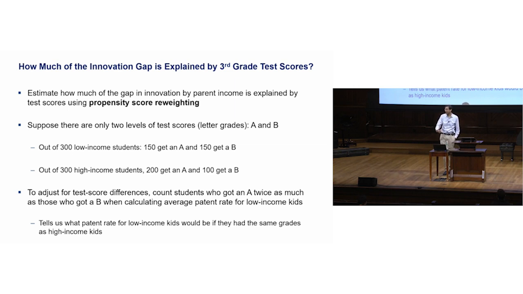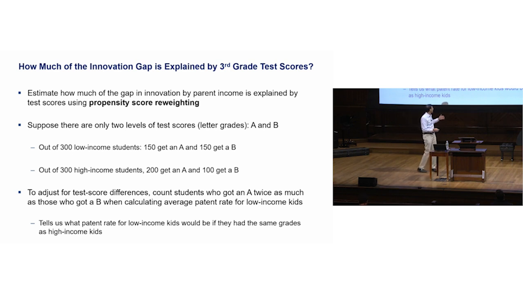Now, high-income kids have higher grades on average. For high-income kids, let's assume that 200 of them get an A, and 100 of them get a B. So there are differences. This is basically a simple example version of what I was showing you before in the actual data. What we want to do is figure out what the patent rates for low-income kids would be if they had the same distribution of grades as high-income kids. And that's exactly the idea of propensity score reweighting.